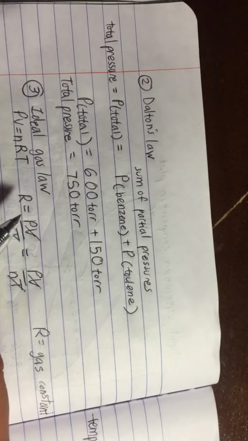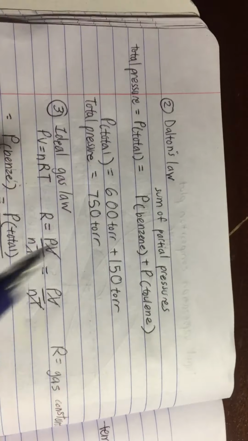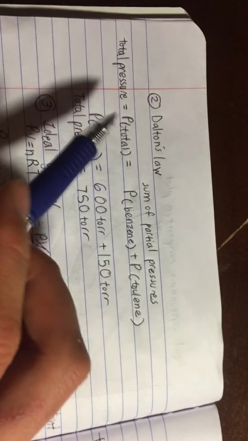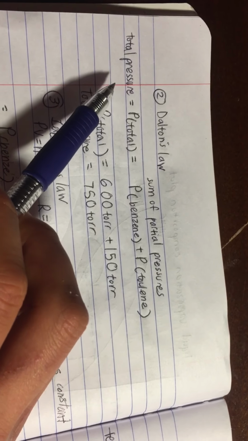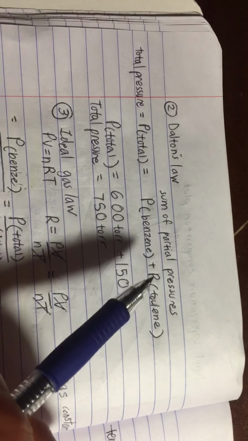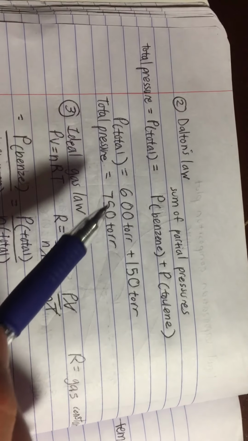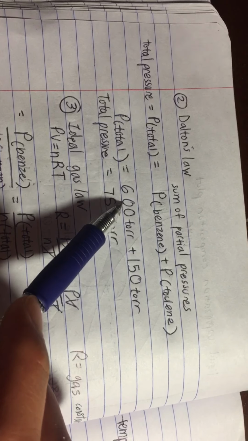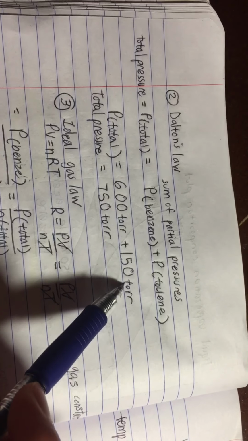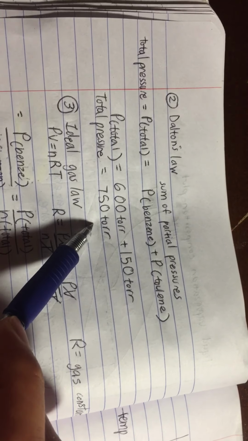Now, with these two partial pressures in mind, we're going to use Dalton's law. Dalton's law pretty much tells us that the total pressure is given from the sum of the partial pressures in the mixture. So we're going to just, really quickly plug that in, and we're going to find 600 torr plus 150 torr gives us 750 torr.